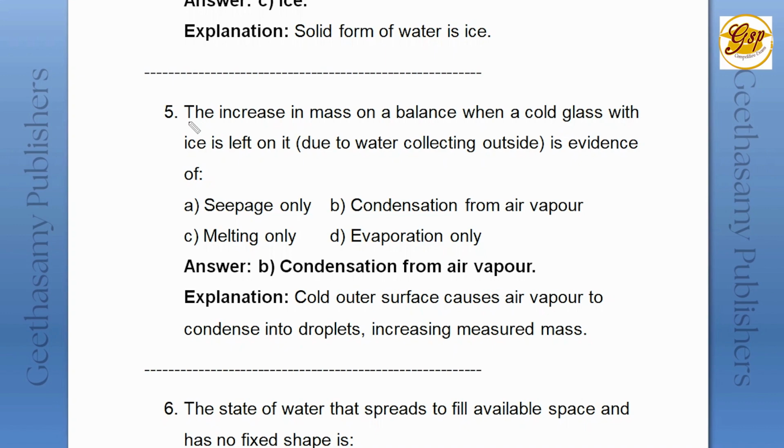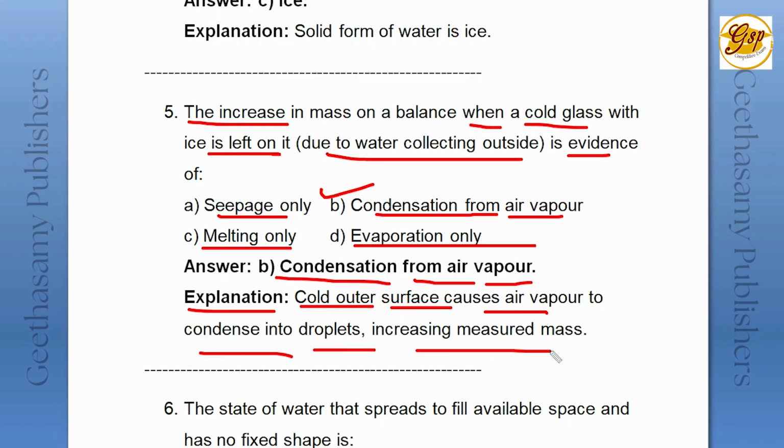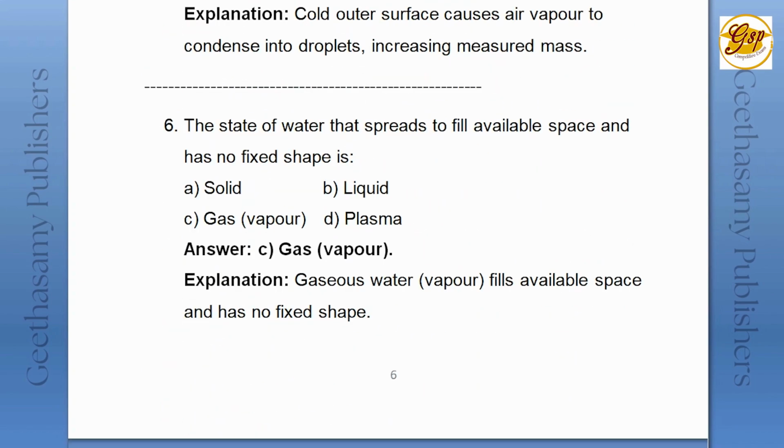Right. The fifth question: a cold glass with ice left out gains mass due to water collecting outside. It's evidence of seepage only, condensation from air vapor, melting only, or evaporation. The correct answer is B, that is condensation from air vapor. So the cold outer surface causes air vapor to condense into droplets and increases the measured mass. Fine. And sixth question.